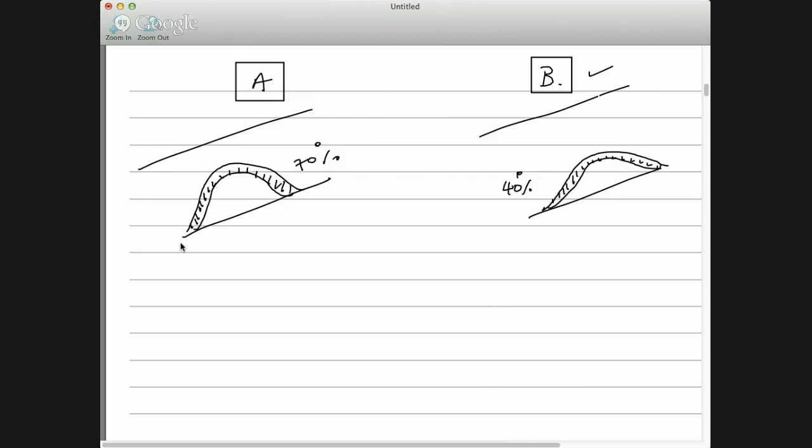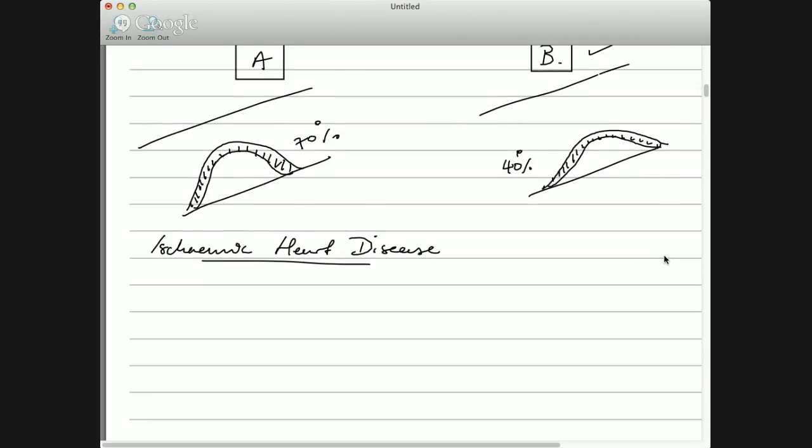Now let's link this atherosclerosis to ischemic heart disease. Ischemic heart disease is due to an in situ thrombus. Now, what are the different types of ischemic heart disease that we have learnt about?